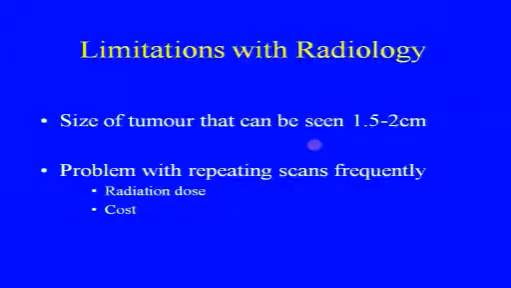And there are problems with repeating scans. Scans are very expensive, and there's a dose of radiation with some of the scans that we choose to use. So you can't have these repeated monthly or 6 monthly sometimes, so we have to think of other easier ways sometimes to follow disease.